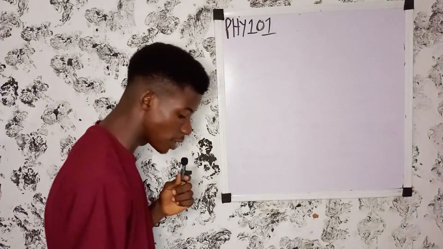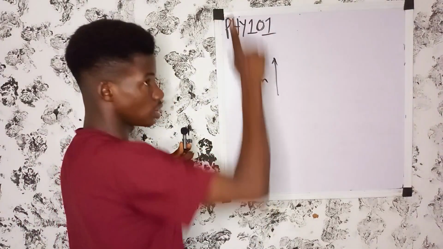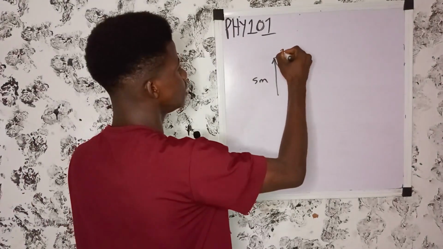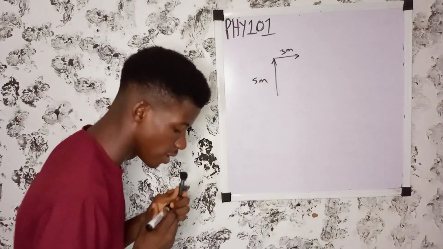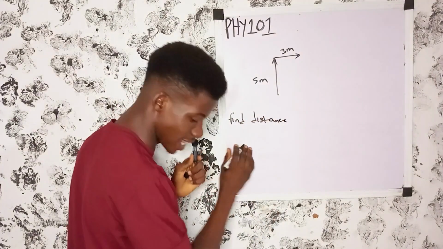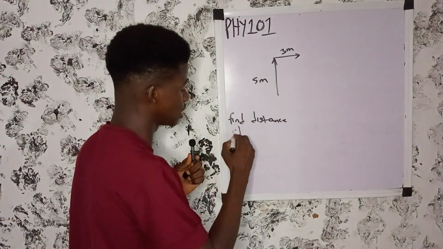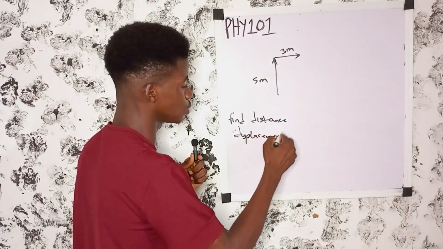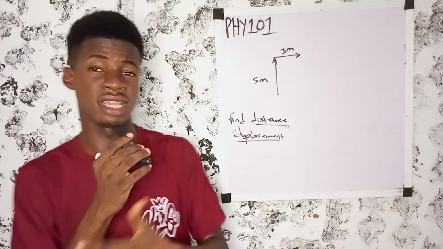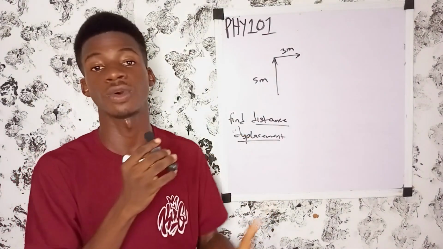An object moves 5 meter north, which is up, and then 3 meter east, which is this side. Find the distance travelled and the displacement. So that is what they say we should look for: the distance and the displacement. How will you solve this question? This is very easy.